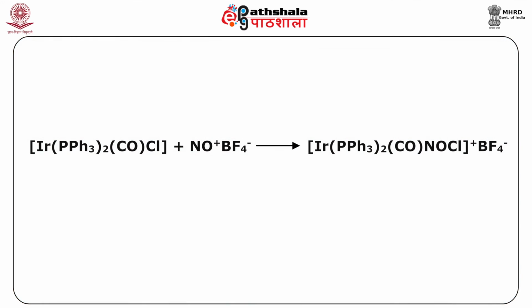The first well-characterized example of a metal complex containing the bent nitrosyl was found in a derivative of Vaska's complex, which is shown here. The product of this reaction is a square pyramidal complex with a bent nitrosyl ligand having an iridium-nitrogen-oxygen bond angle of 124 degrees.